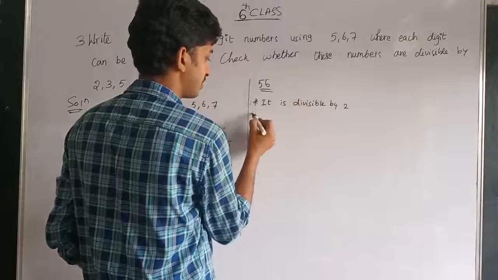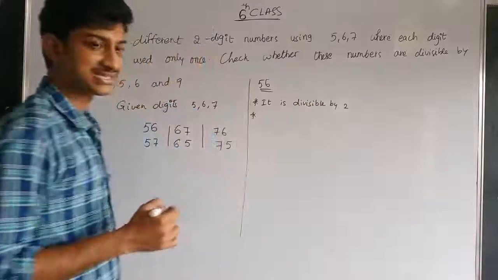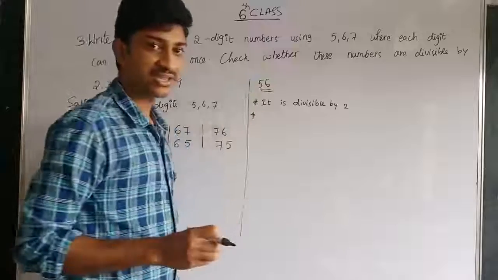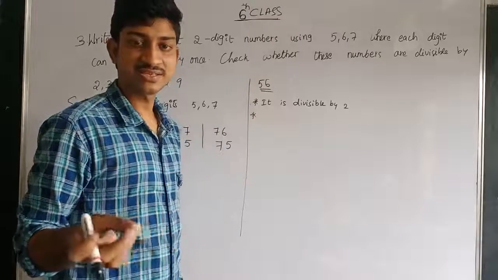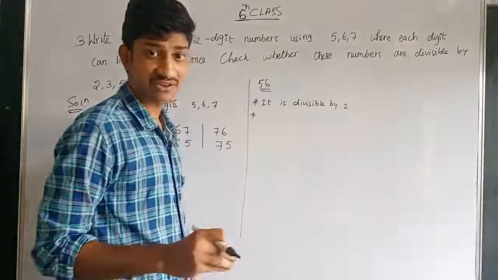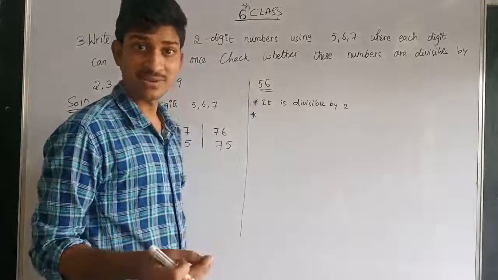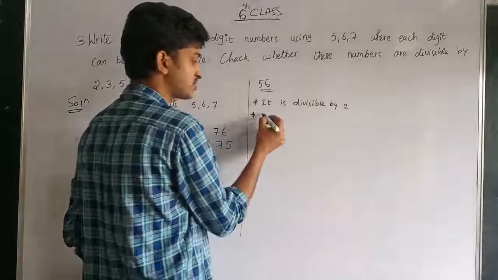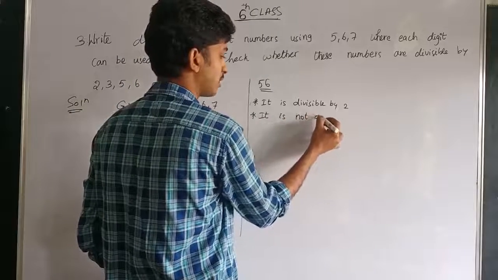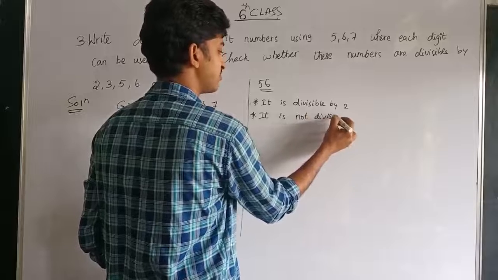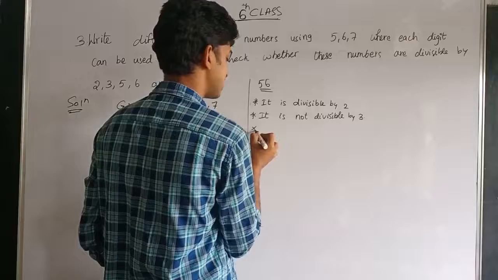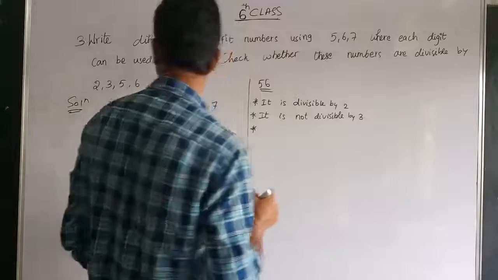So it is divisible by 2. Okay, next 3. What is the rule for 3? The sum of the digits should be a multiple of 3. Here the sum is 5 + 6 = 11. 11 is not a multiple of 3, so it is not divisible by 3.